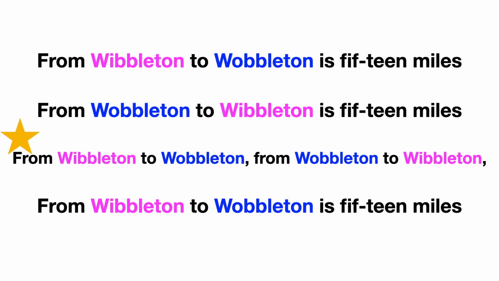Now the third phrase. This is the hardest one. It's everything we've done so far. Let's do it a couple times. From Wibbleton to Wobbleton, from Wobbleton to Wibbleton. Try that. From Wibbleton to Wobbleton, from Wobbleton to Wibbleton. One more time. Here we go. From Wibbleton to Wobbleton, from Wobbleton to Wibbleton.